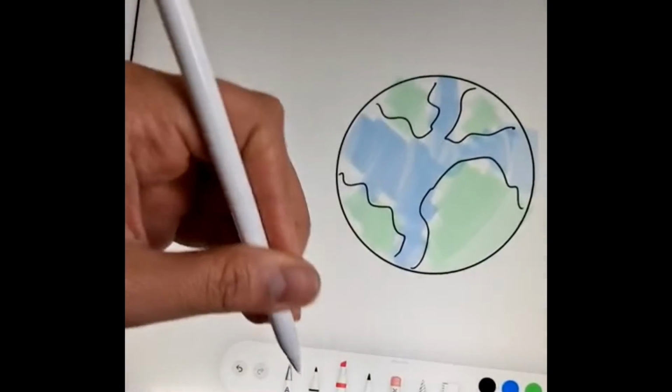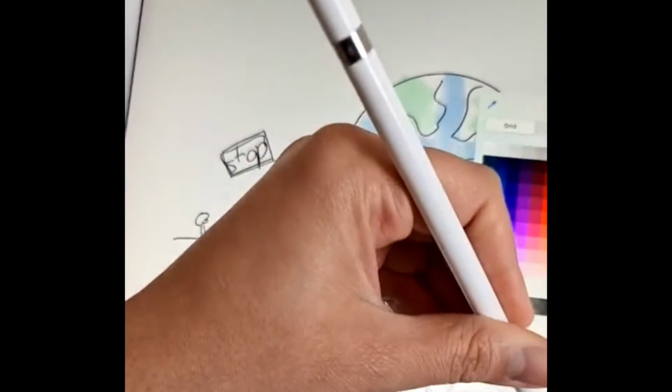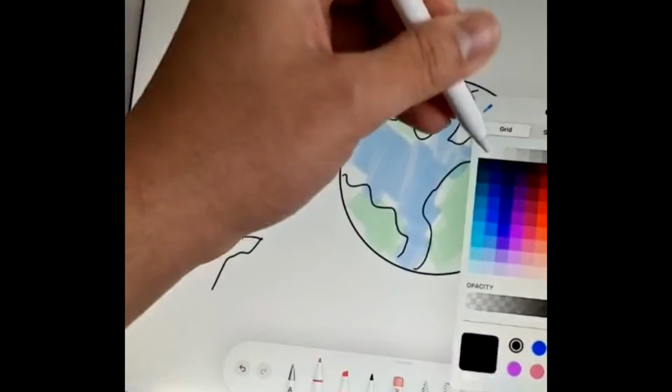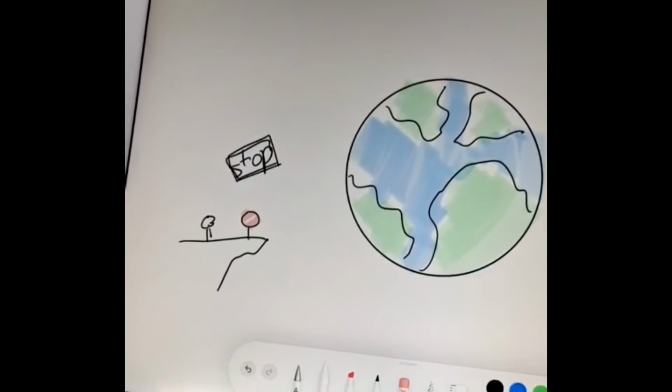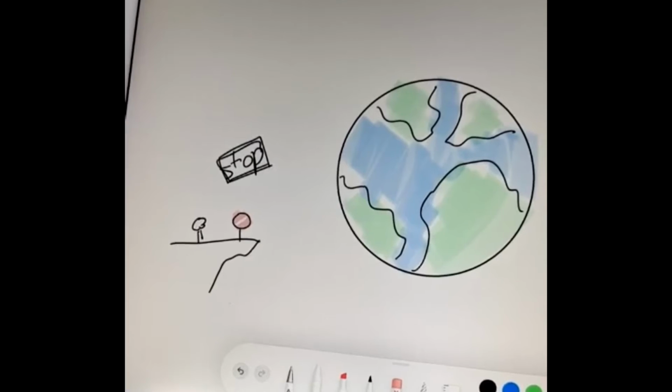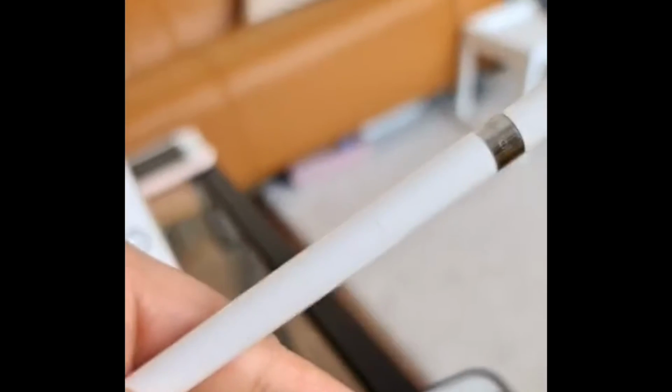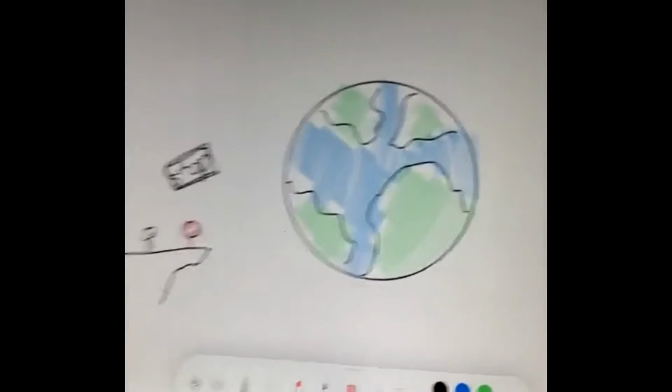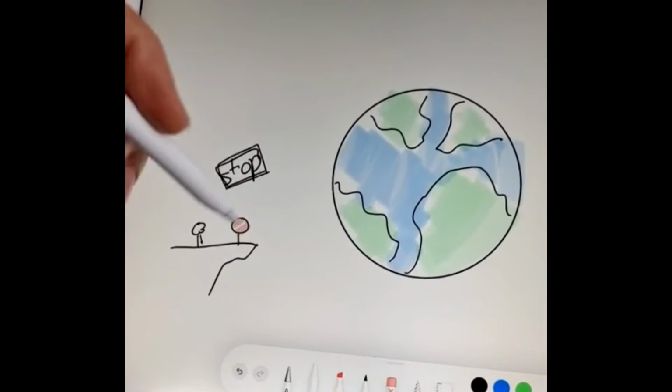Do we agree, guys? We're going to have to put a sign there that says stop. Like this. Yeah? The silence is because I'm trying to focus on this at the same time. So you have to put a sign.